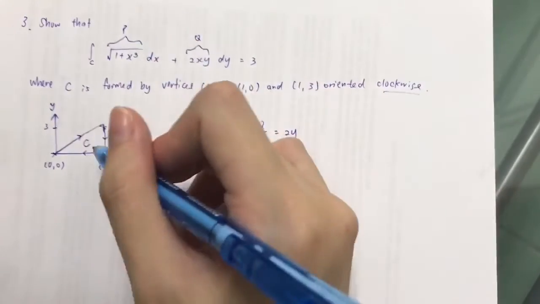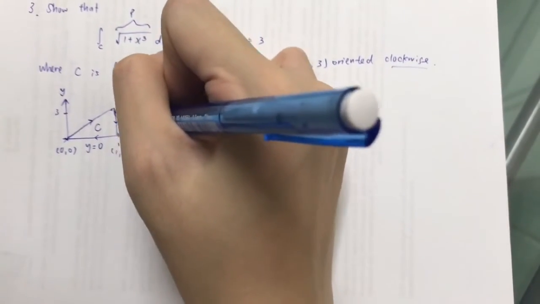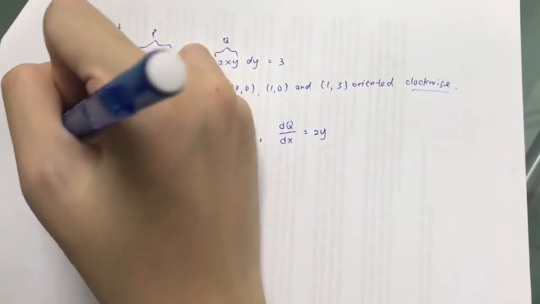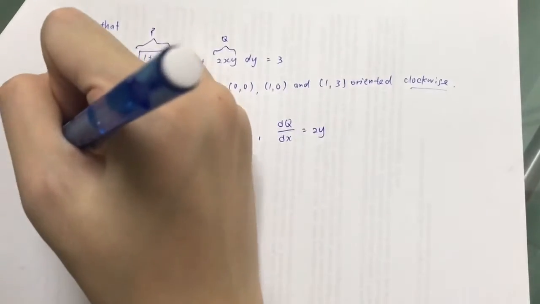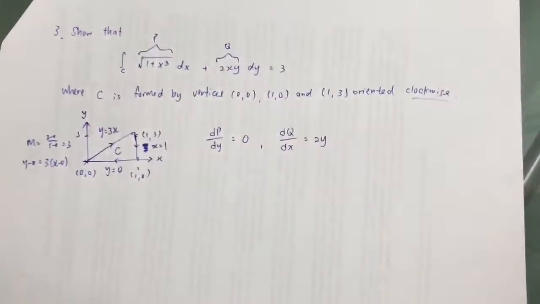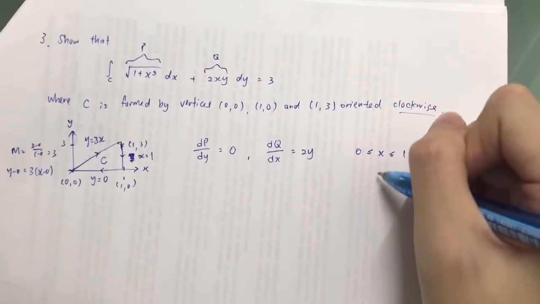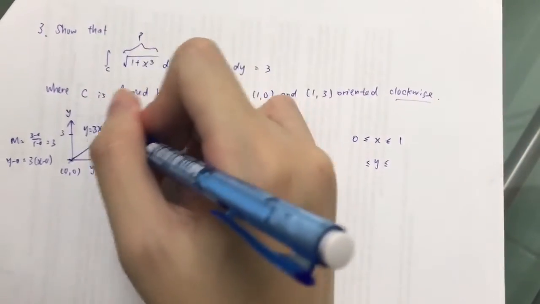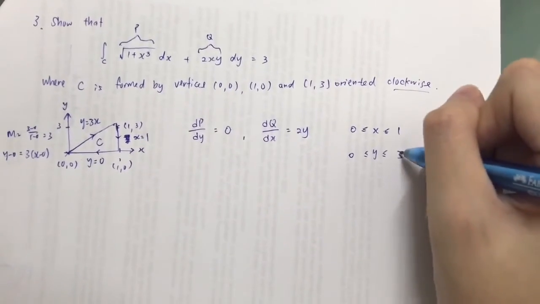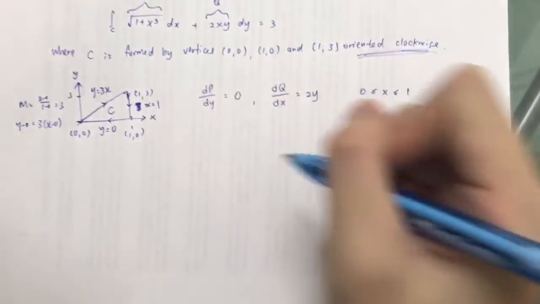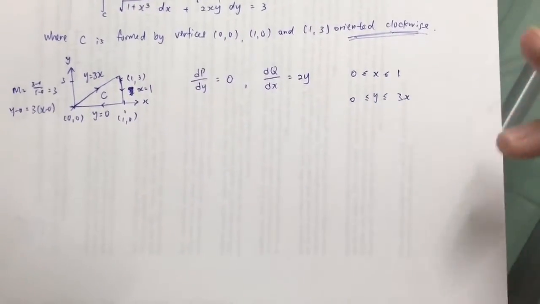And then we will identify the region. For this one, it is y equals 0. For this line, it is x equals 1. And for this one, we can find it using gradient. Its gradient is 3, so this is y equals 3x. So we can see for x, it covers 0 to 1, and for y, it covers this line and this line. However, because the question requires us to find the region oriented clockwise, it should be 1 to 0 and 3x to 0.